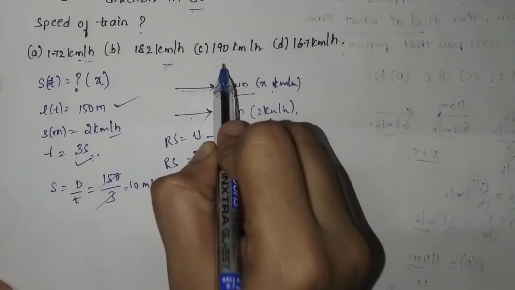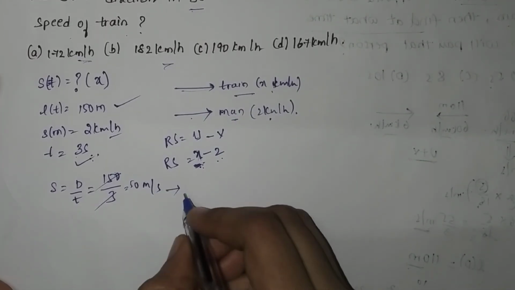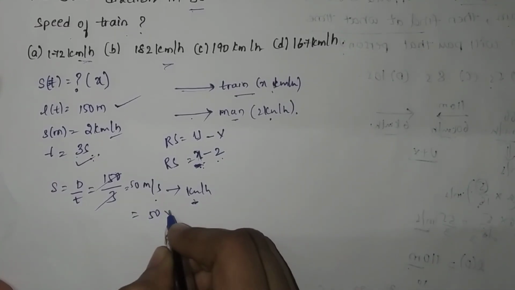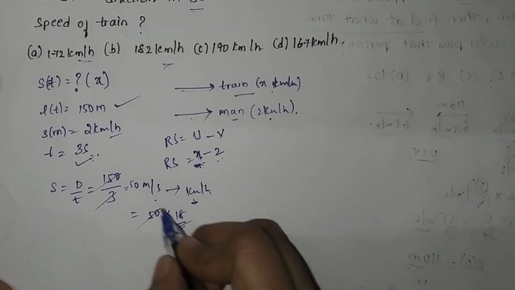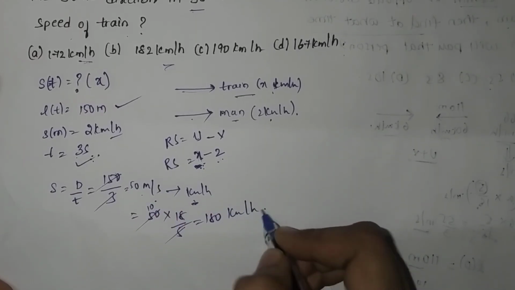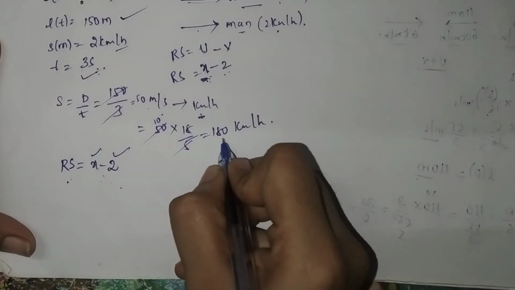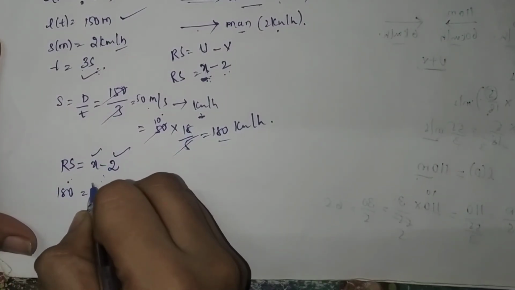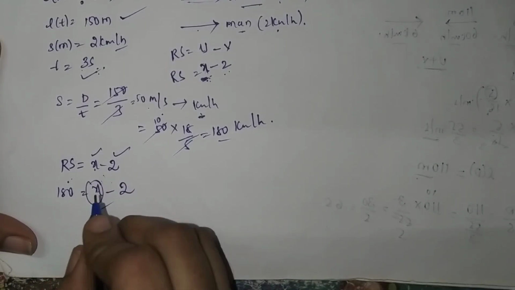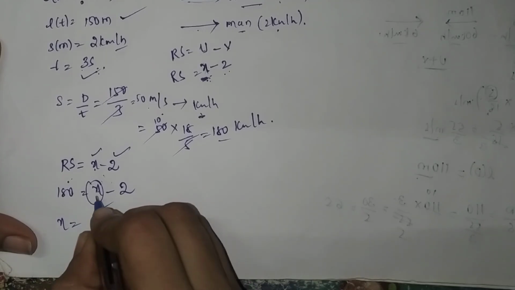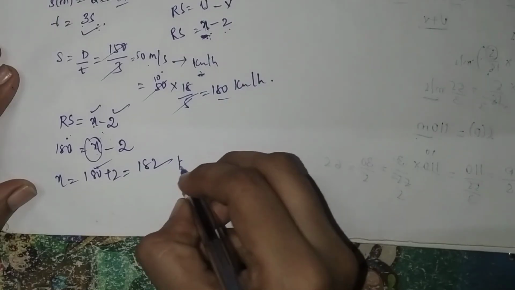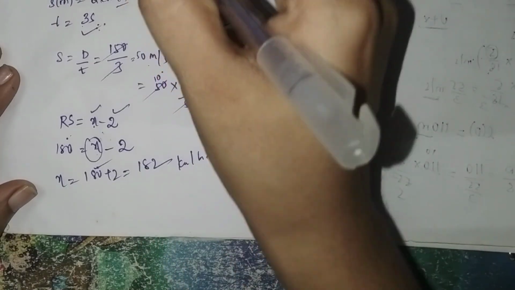But the answer is given in kilometers per hour. So we need to convert meters per second to kilometers per hour. We are converting small to big, so we need to multiply by the big number. So 50 into 18 by 5. In the 5 table, 50, 10 times. 18 into 10, 180 kilometers per hour. So here the relative speed we got is 180, and x minus 2 is the relative speed. We need to calculate the x value, that is the speed of the train. So x is equal to 180 plus 2, that is 182 kilometers per hour. So the right answer is B.